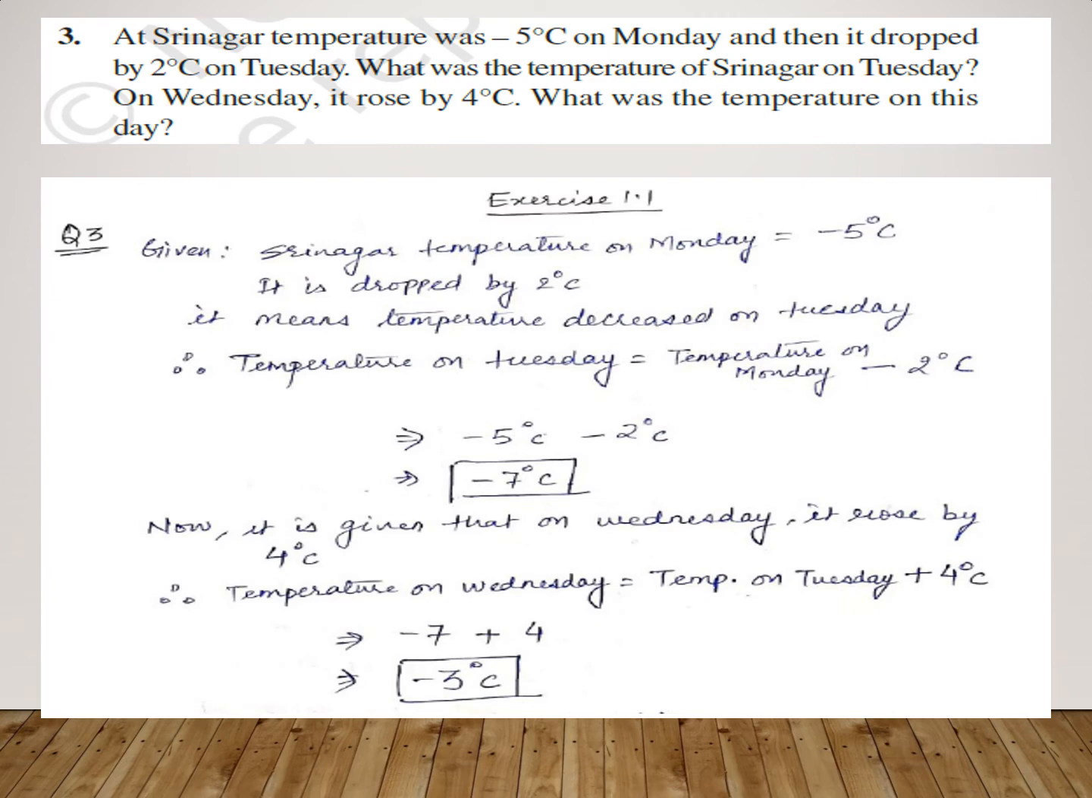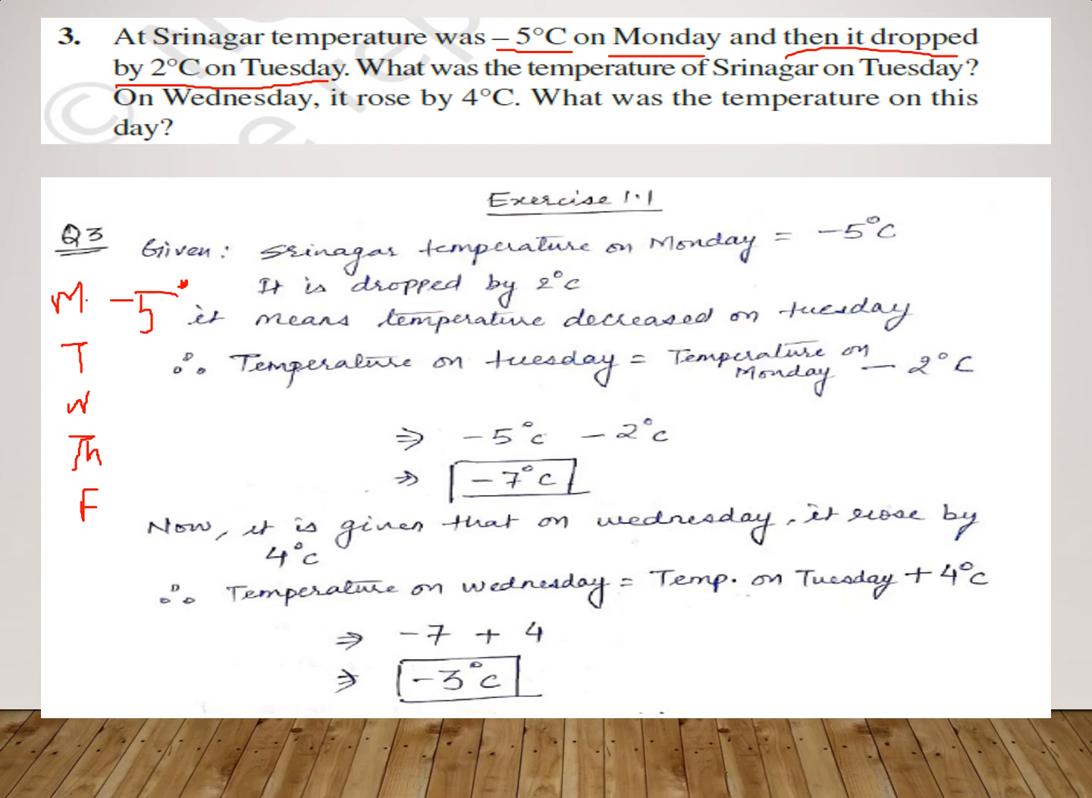Now the question is, at Srinagar the temperature was minus 5 degrees Celsius on Monday, and then it dropped by 2 degrees Celsius on Tuesday. So we have days like this: Monday, Tuesday, Wednesday, Thursday, Friday. Okay. What it is saying is, on Monday the temperature is how much? Minus 5 degrees Celsius. Then it dropped by 2 degrees Celsius. By means it is reduced by 2.